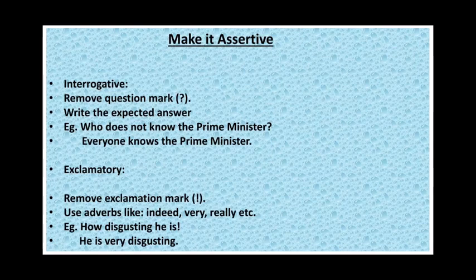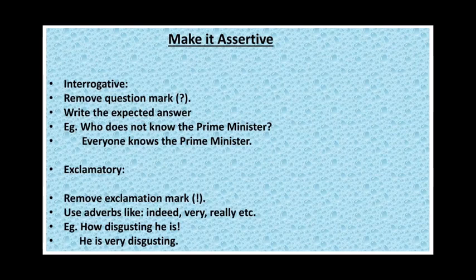Now, how to change an exclamatory sentence into an assertive sentence? So, first of all, you need to remove the exclamatory mark. Then, you can use adverbs like indeed, very, really, etc. For example, how disgusting he is. So here we have added very, that is the adverb. He is very disgusting.